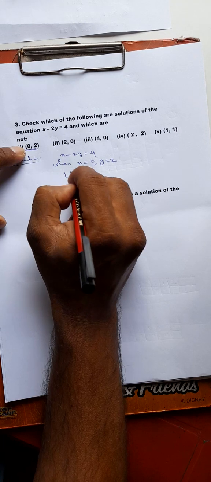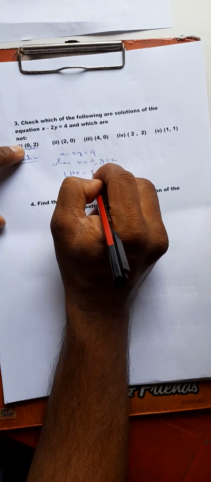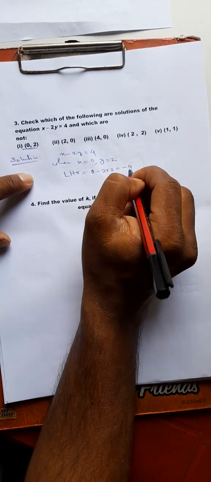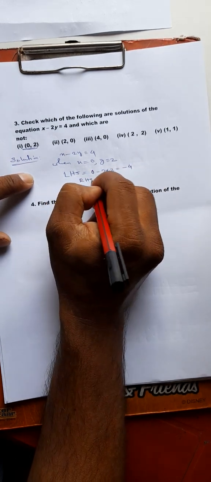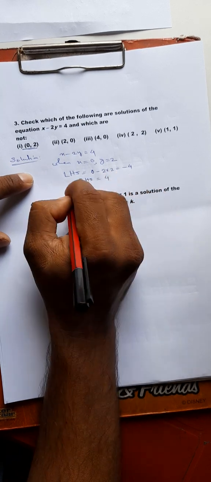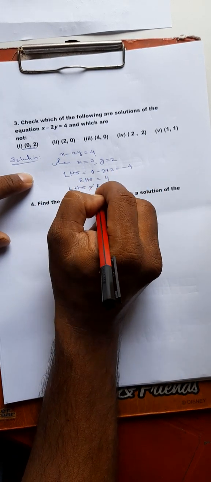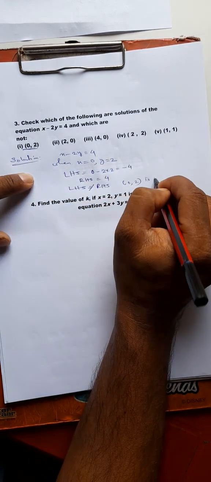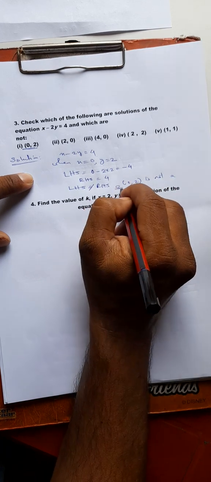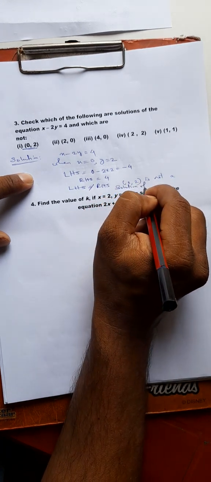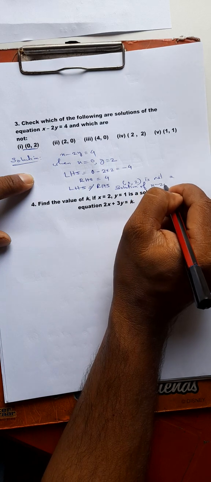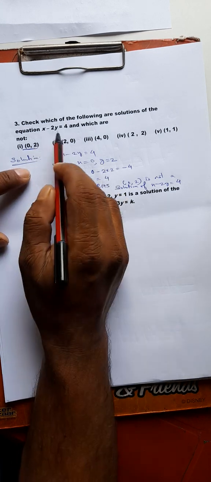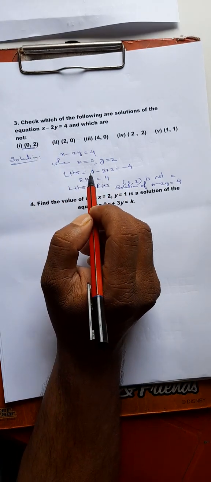Left hand side equal to 0 minus 2 into 2. That means minus 4. Right hand side equal to 4. Now left hand side not equal to right hand side. Therefore this pair 0, 2 is not a solution of x minus twice y equal to 4. This pair of values is not a solution of this equation, right?